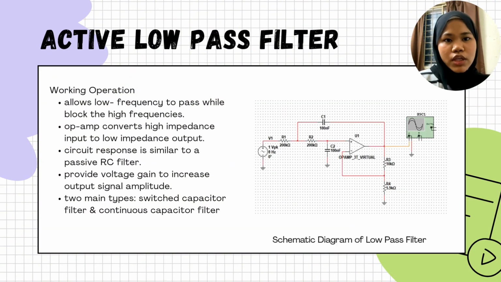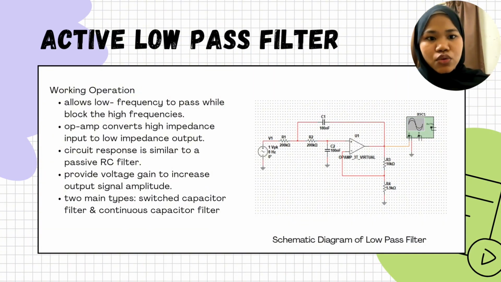What is the working operation of the active low pass filter? This filter allows low frequency signals to pass through while blocking high frequency signals. The op-amp converts the high impedance input into a low impedance output, which improves the signal performance. The circuit response is similar to a passive RC filter, but the active filter can provide better performance. Besides filtering, the circuit also provides voltage gain to increase the output signal amplitude.